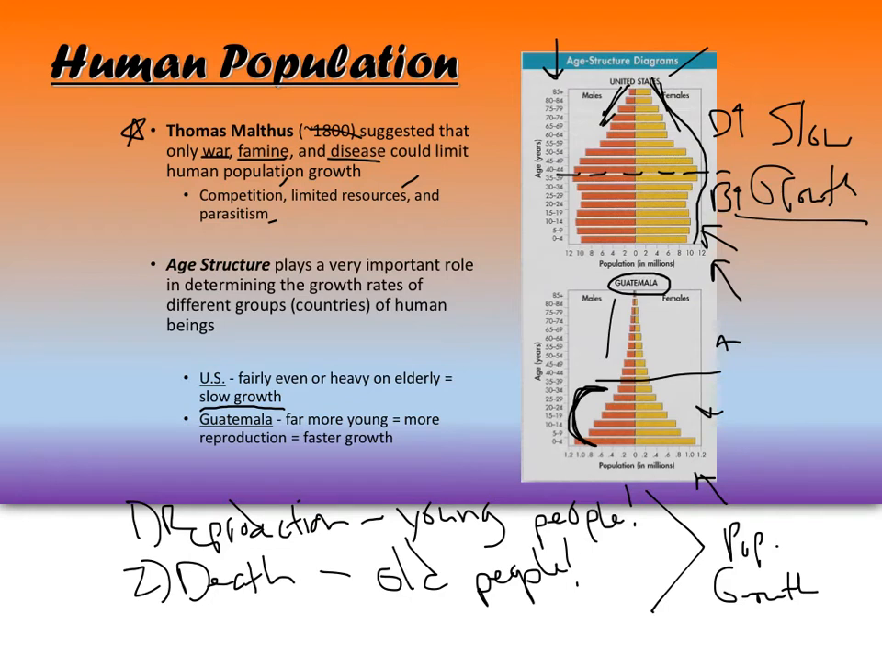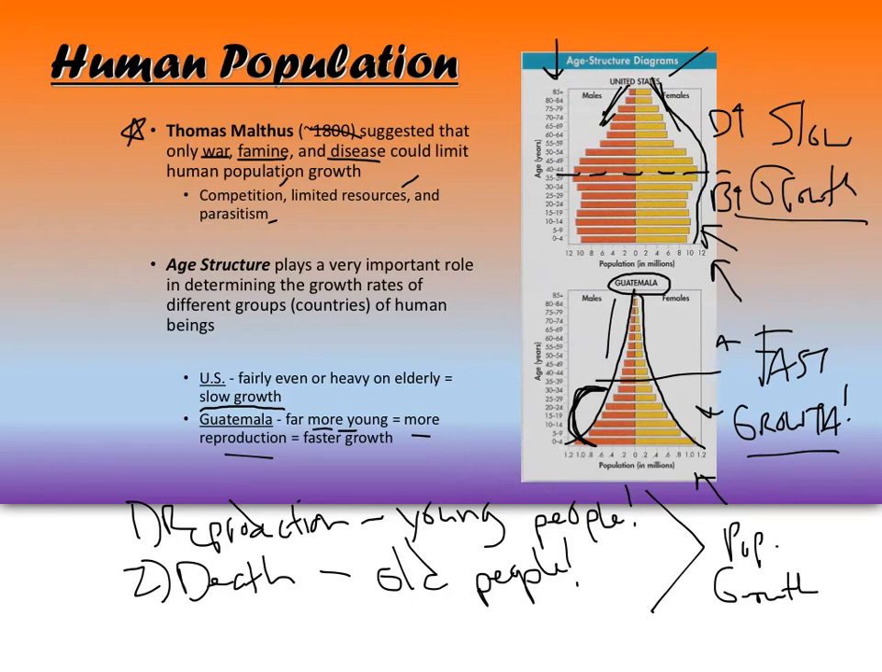If an age structure diagram tapers to a really sharp point, like this Guatemalan one does, that is fast growth. Okay, these populations that have these sharp pointed age structure diagrams are very quickly growing. And it's because they have more young people, so more reproduction. Less old people, less death.